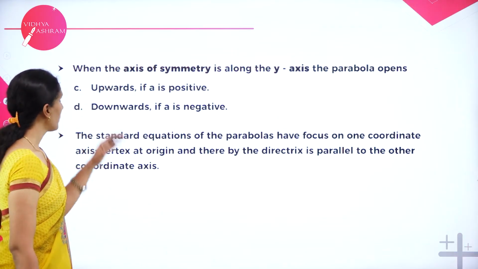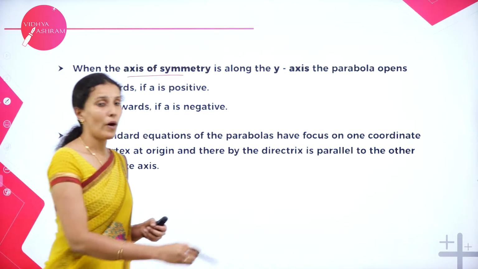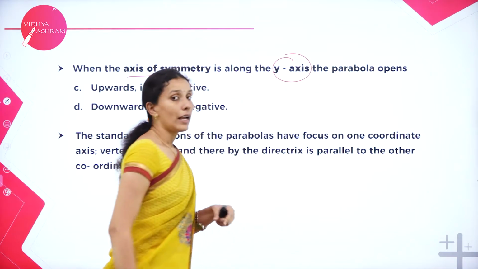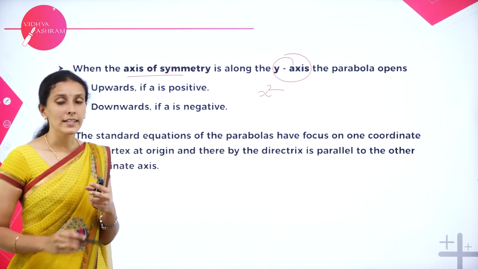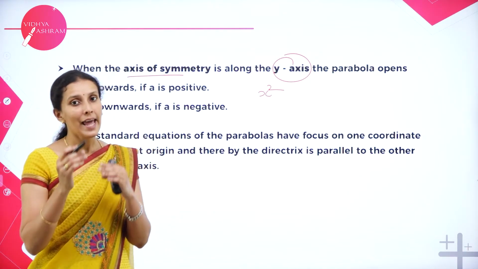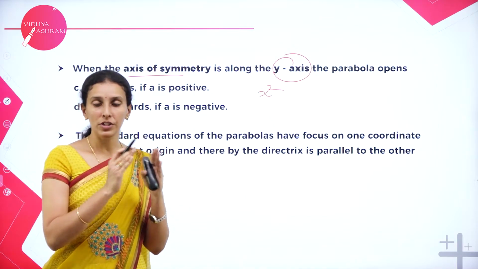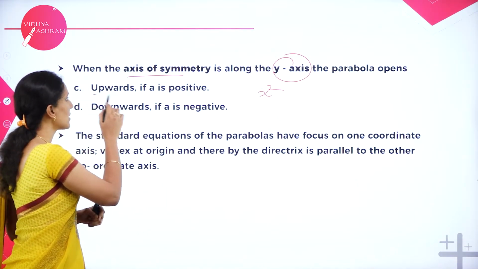Similarly, we can say when the axis of symmetry is along the y-axis, the equation starts from x square. That is x square is equal to 4ay or x square is equal to minus 4ay. Again, based on whether a is positive or negative, that is, if the focus is positive, it means it is upwards.